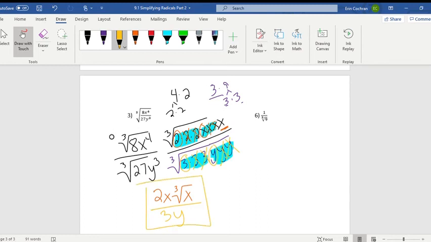So right now, this would be my final answer. But then we always double check the outside numbers, 2 and 3. Can I simplify 2/3? No. So you are done. Okay, good job.